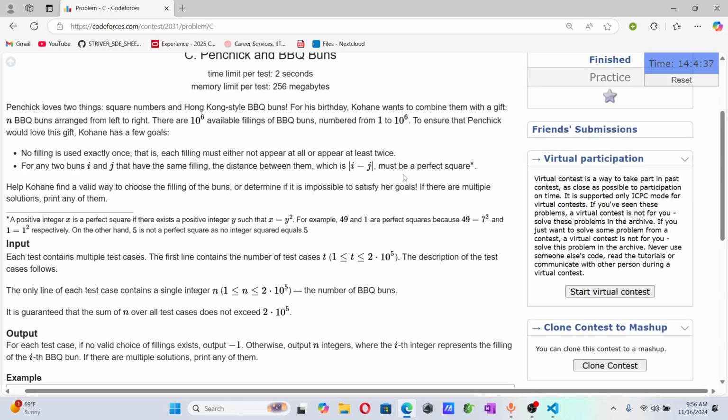For his birthday, Kohane wants to contribute them with a gift, and there are 10^6 available fillings of BBQ buns, numbered from 1 to 10^6. To ensure that no filling is used exactly once, and for any two buns i and j that have the same filling, the distance between them, which is |i - j|, must be a perfect square.